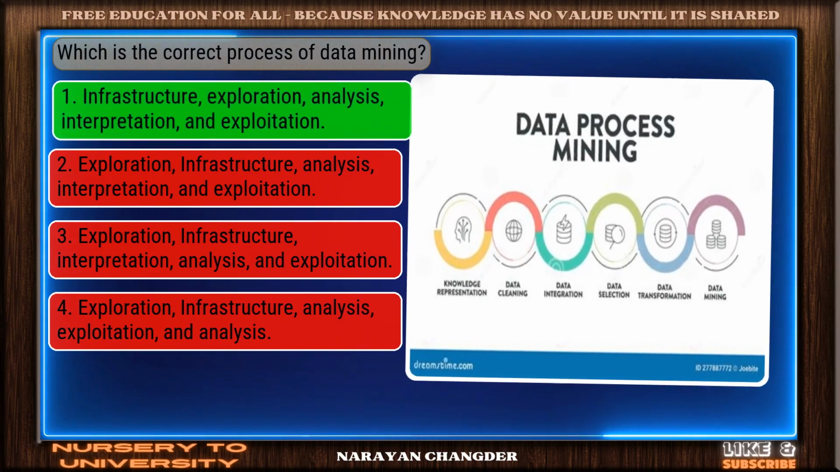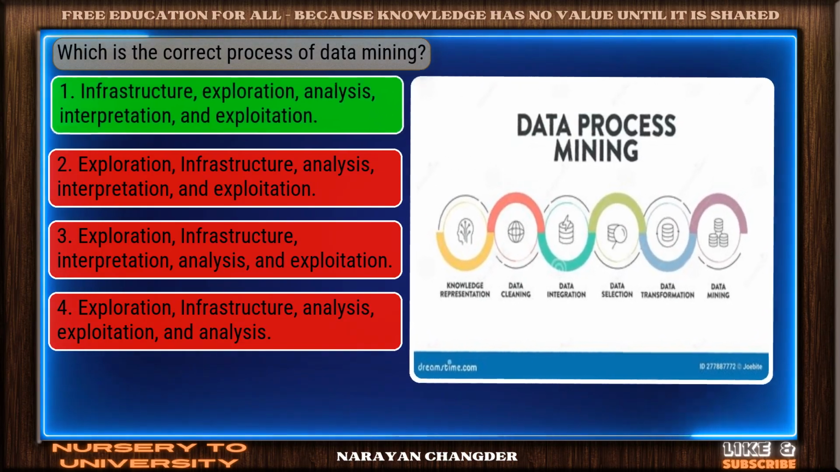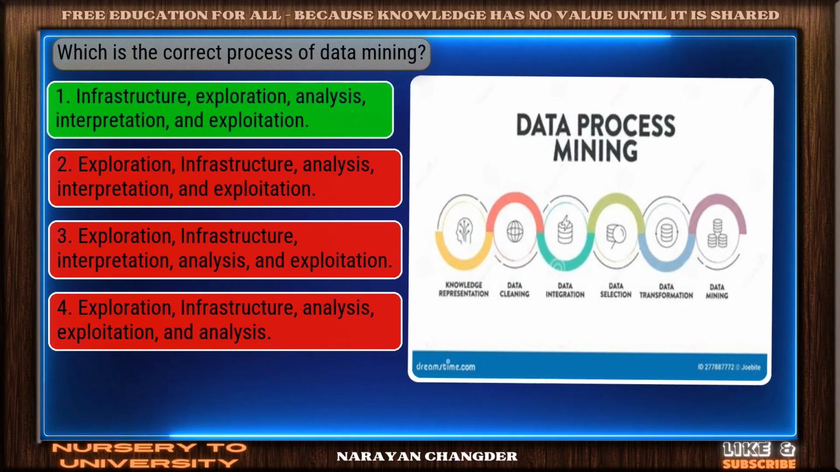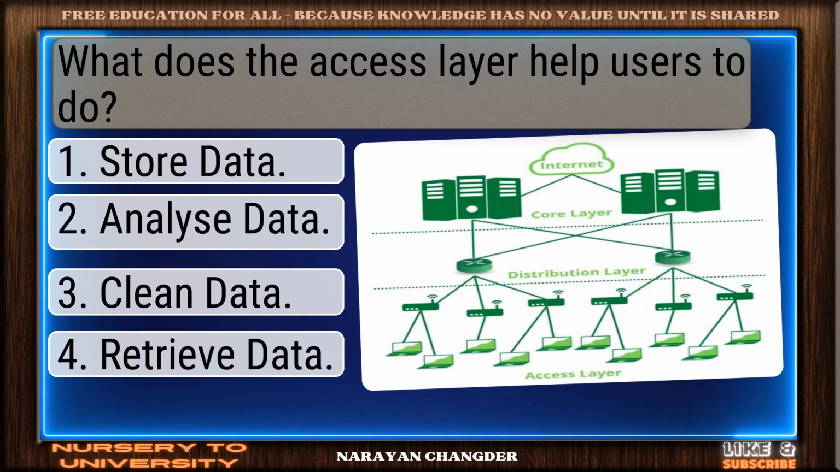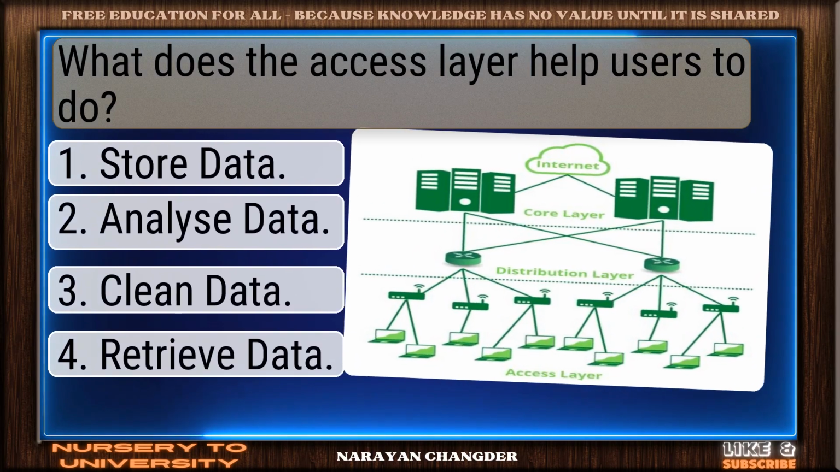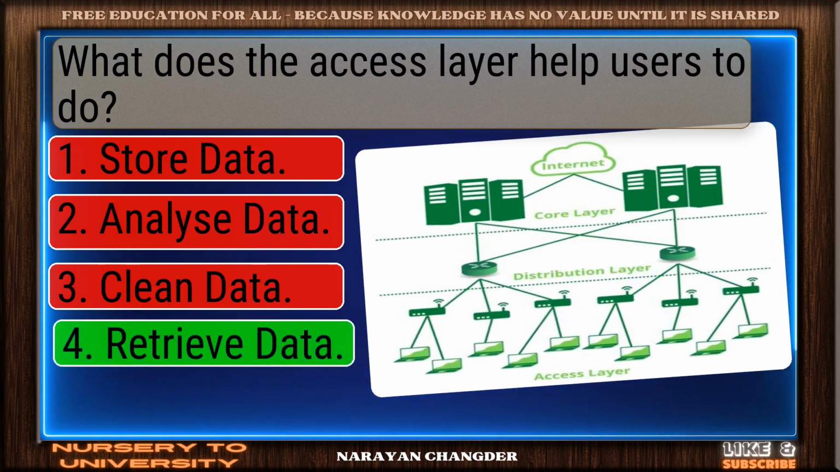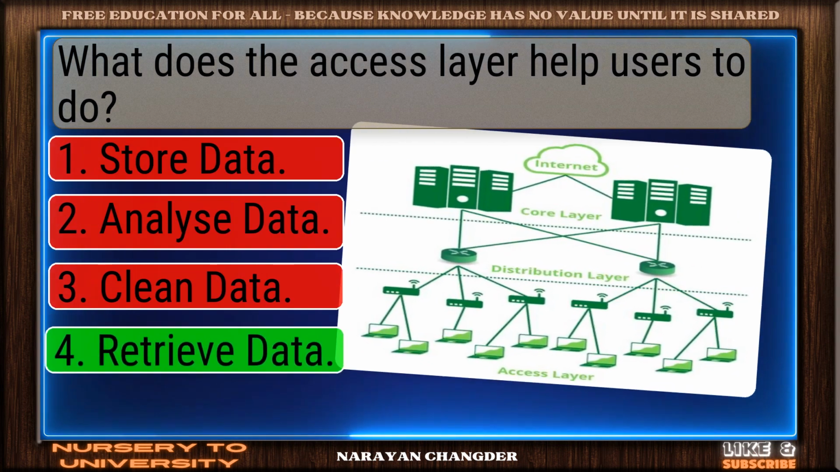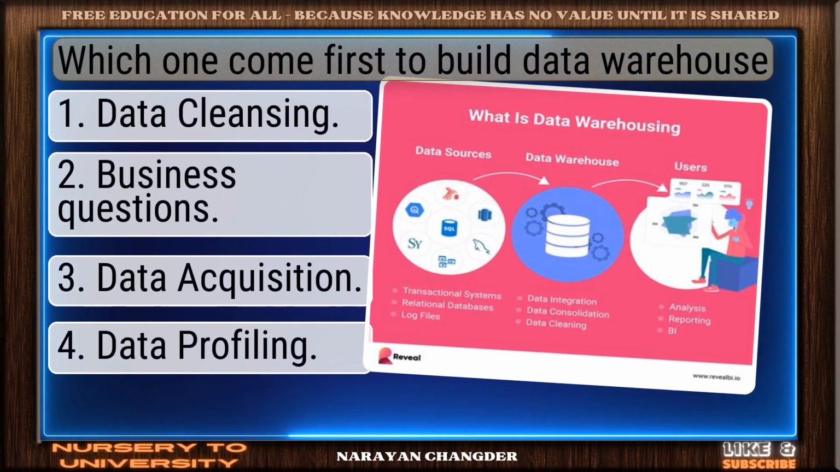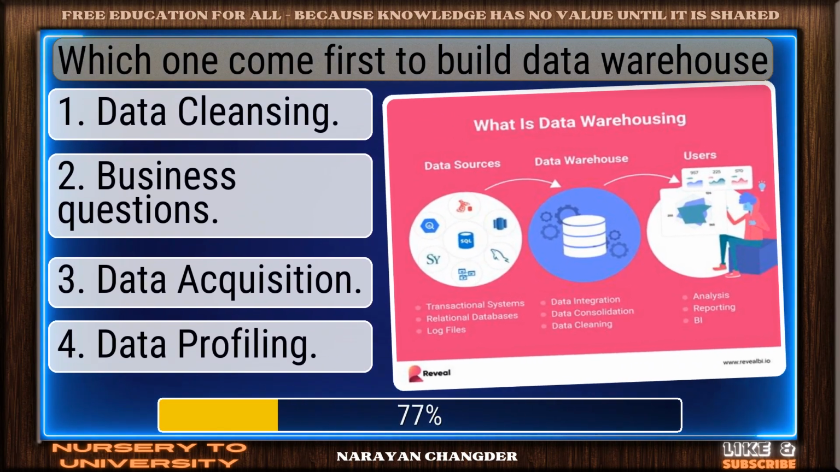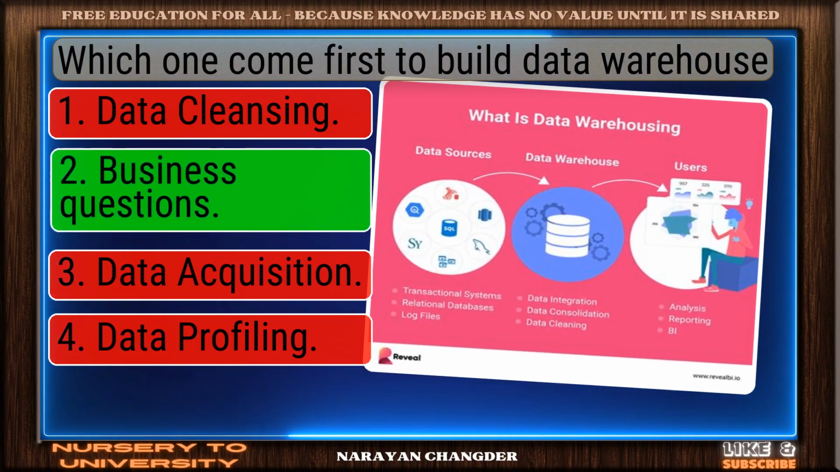Exactly. Infrastructure, exploration, analysis, interpretation, and exploitation makes sense, and it is right choice. Question number 41. What does the access layer help users to do? Strong choice. Retrieve data is the right answer. Question number 42. Which one come first to build data warehouse? Sharp thinking. Business questions is the right choice.